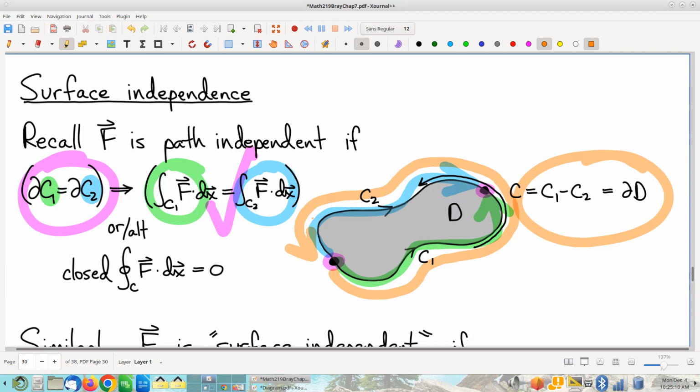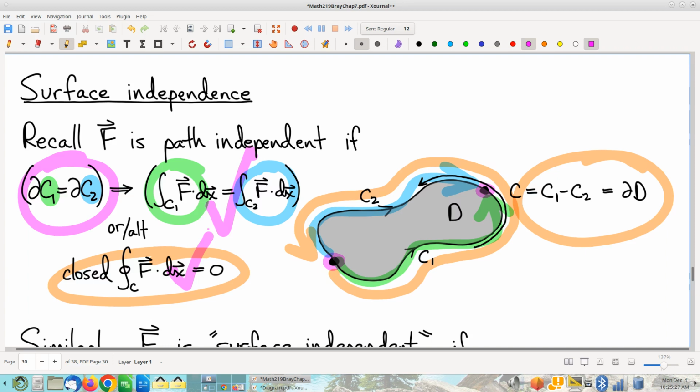Okay? Then path independence is equivalent to saying that closed line integral is 0. So we have two different points of view on path independence. Let me put a check mark right there. Okay, so this is all reminder.